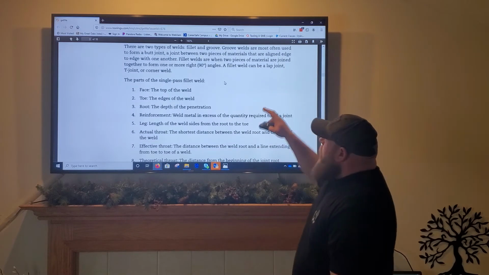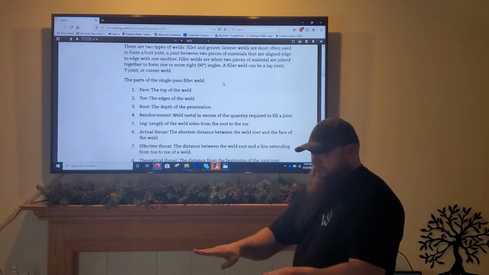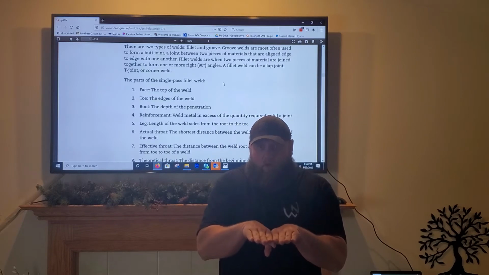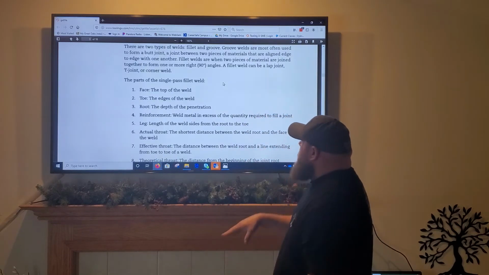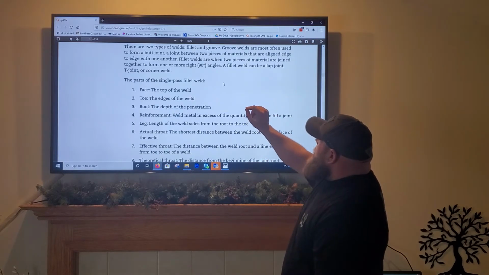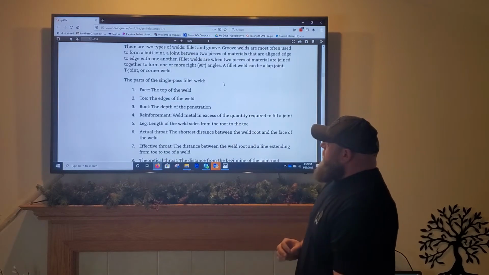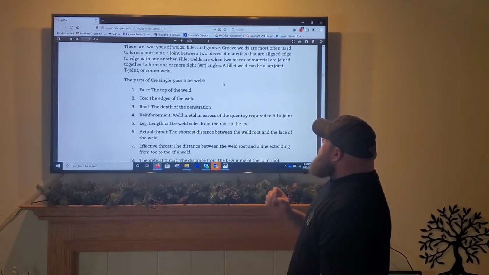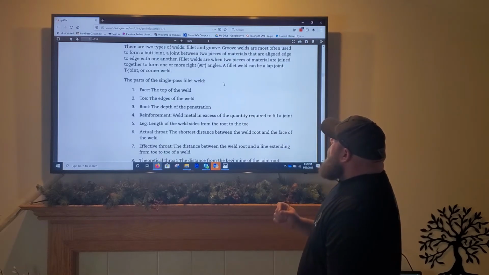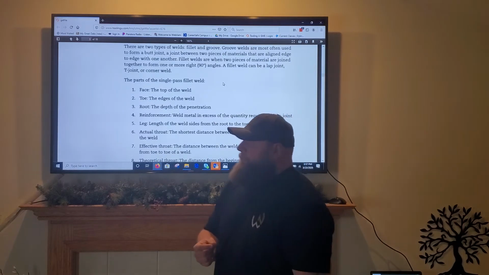Groove welds are most often used to form a butt joint. So again, that groove weld forms a butt joint. Two pieces of material come together to form a butt joint. Those are typically groove welds. In fact, they're always groove welds. They're most often to form a butt joint and a joint between two pieces of metals that are aligned edge to edge with another. Fillet welds are when two pieces of material are joined together to form one or more right angle. A fillet weld can be a lap joint, T-joint, or corner weld.